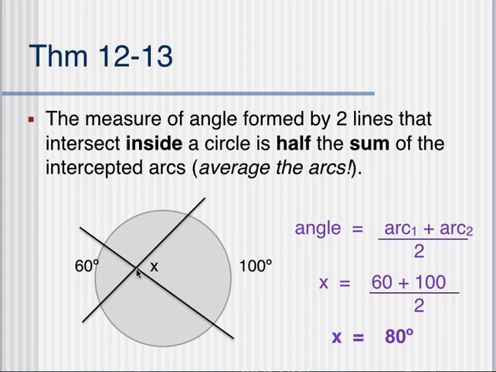But this is not a central angle, it's off center. So instead of matching the 100 degrees here, it's actually the average of the 60 and the 100 degrees it's between. It doesn't really matter which one you put first, the 60 degrees or the 100 degrees. Just average them out, 80 degrees.